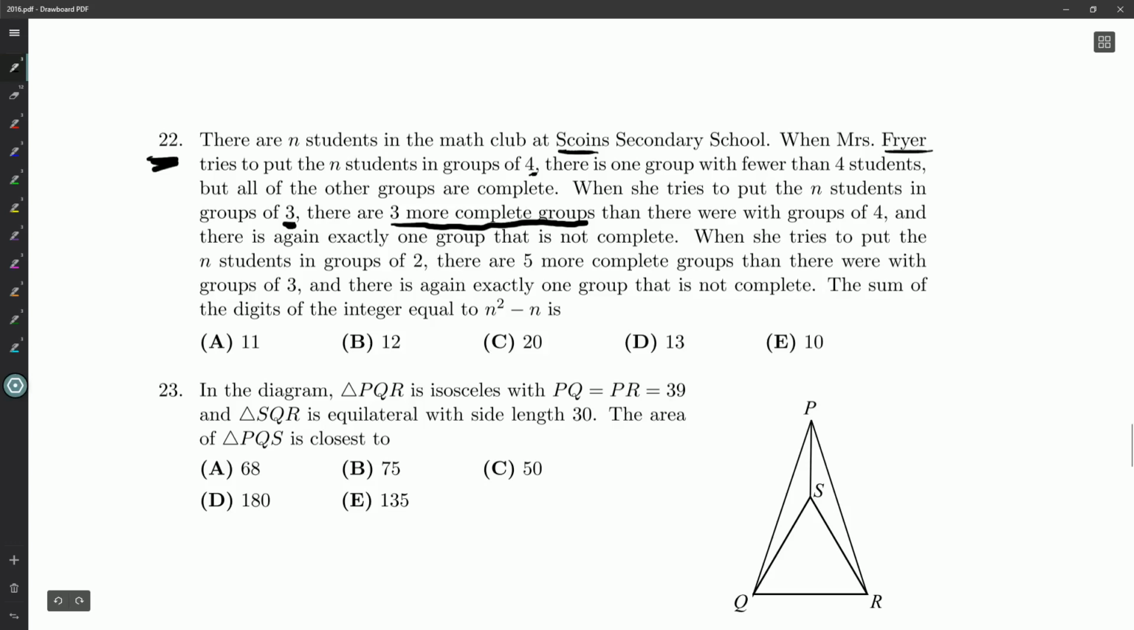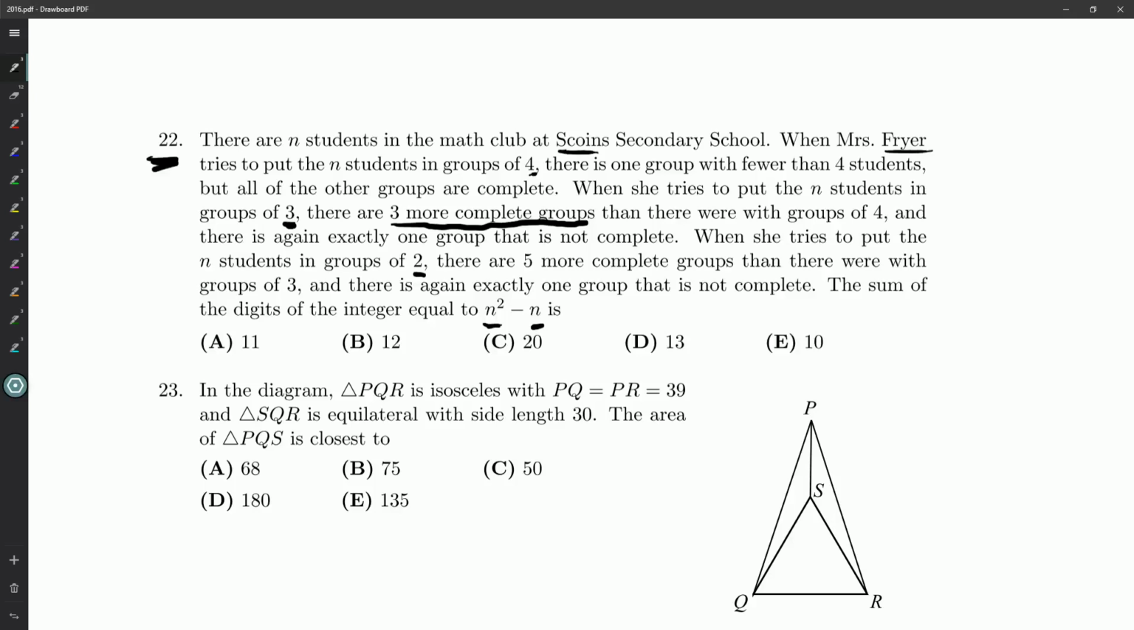So N is not a multiple of 3. Fine. When she tries to put the students in groups of 2, there are 5 more complete groups than there were with groups of 3. And there's, again, one group that is not complete. So N is not a multiple of 2, and that really narrows it down. It's got to be an odd number. The question asks for the sum of the digits of the integer equal to n squared minus n. So it seems like we have enough information to figure out what n is.